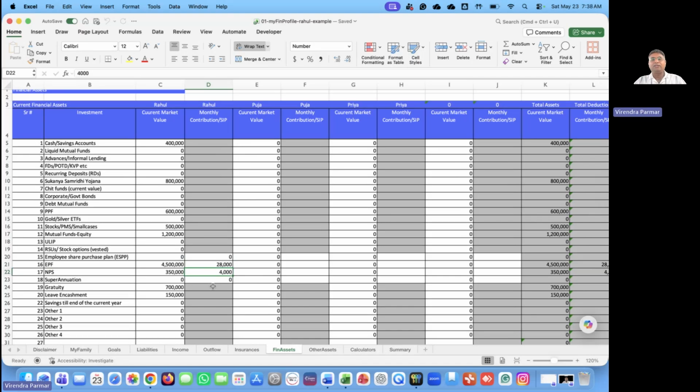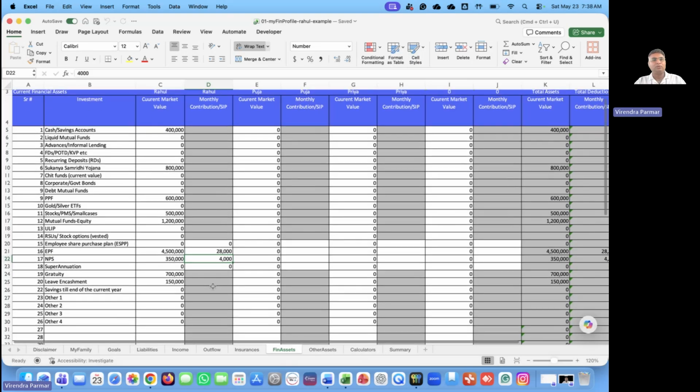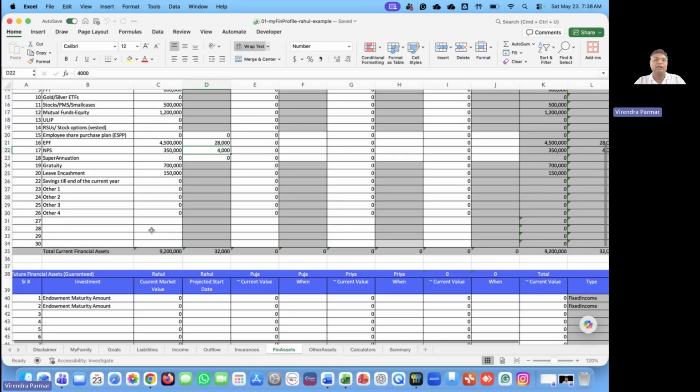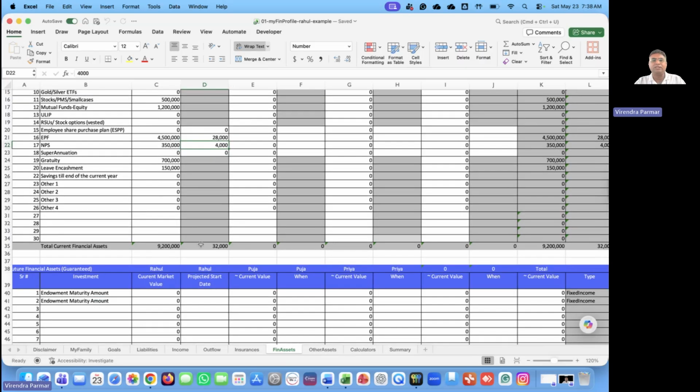This particular Excel sheet takes a lot of time because you have to go to each and every account and see what is the current value. If you have done automation, some values can come easily, but still it requires some amount of initial effort. And I see many people unfortunately give up, but this is the most important one. Okay, as you can see, Rahul has a total of 92 lakhs of assets and he's saving 32,000 rupees towards some of the employee related schemes.